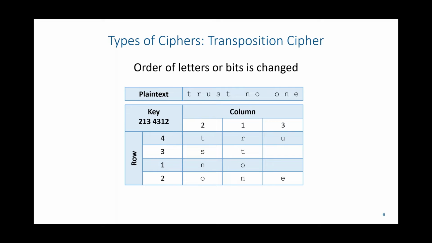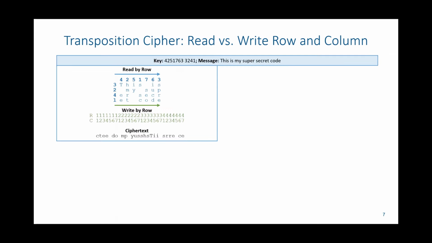We would then proceed to follow the same for the second column, and then we do the same thing for the third column until we eventually end up with our ciphertext, which is going to look like this: O N T R, N O S T, space E space U. So as we are using the transposition cipher, we need to consider both how we're going to read it and how we're going to write it. And we can read it either by row or by column.